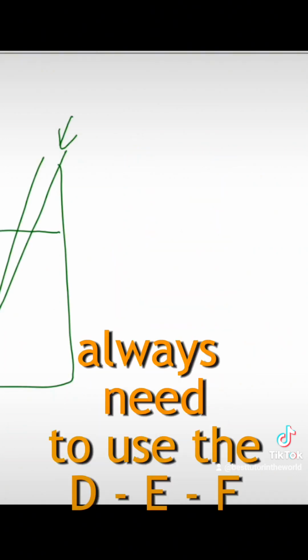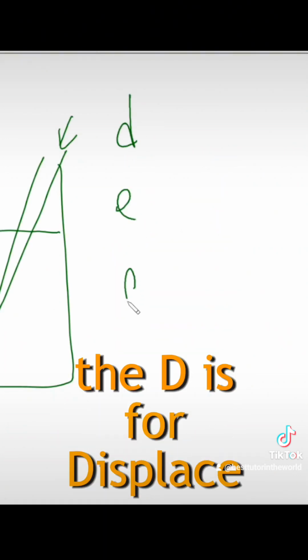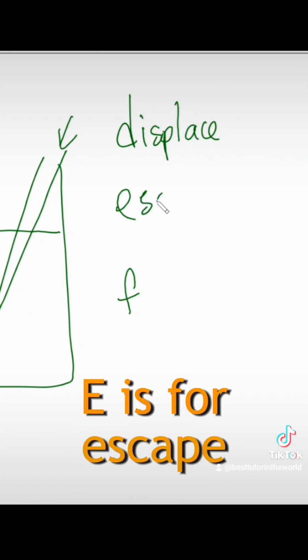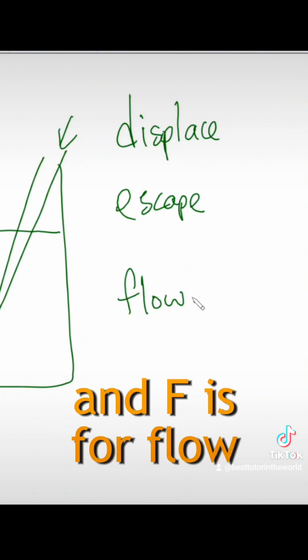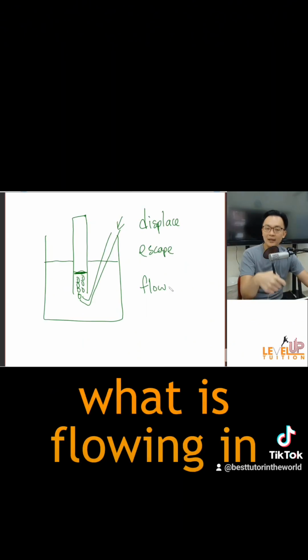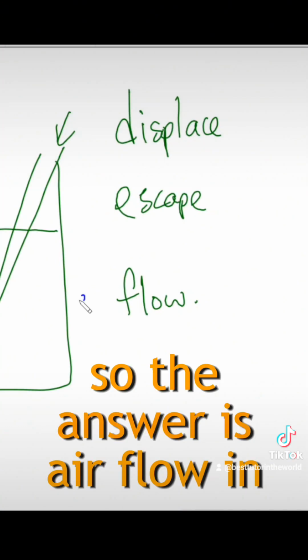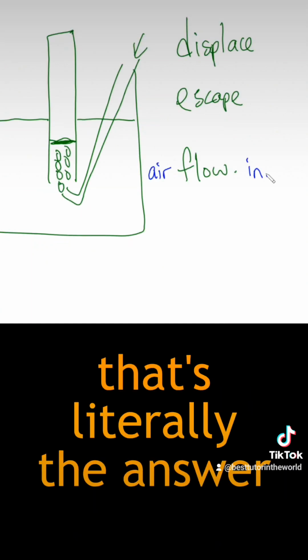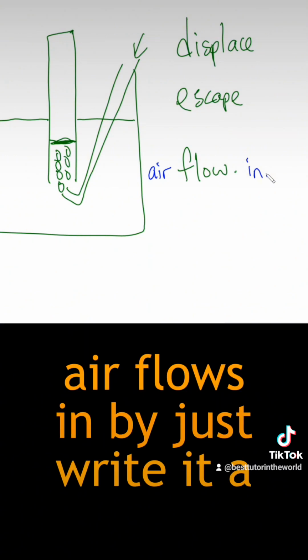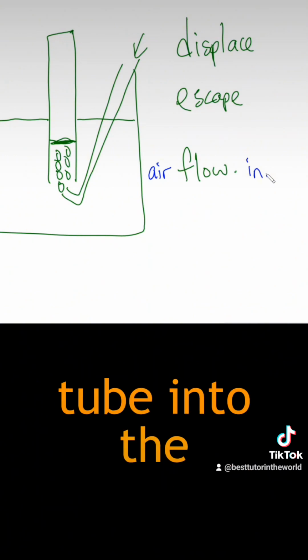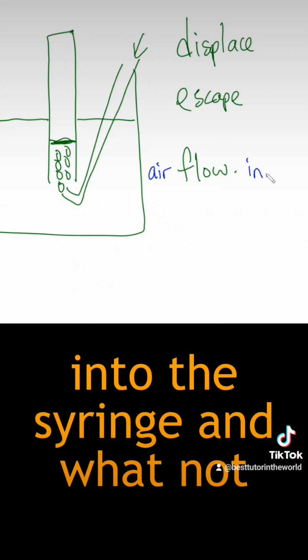So this kind of question always needs to use the DEF. So D is for displace, E is for escape, and F is for flow. So question, what is flowing in? The answer is air flows in. That's literally the answer. But you just write it a bit nicer, like air flows into the test tube, into the syringe and whatnot.